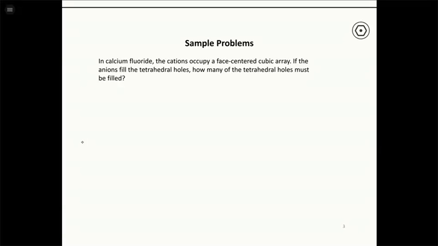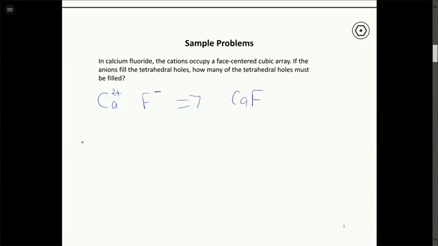So the first thing we need, of course, is the formula for the ionic compound. Calcium is 2 plus. Fluorine is F minus from the periodic table. So the correct charge balance formula is CaF2. That should be a review, just how to find the formula. And then from there, we're going to figure out, if our calcium ions are in a face-centered cubic array, how many of those there are.